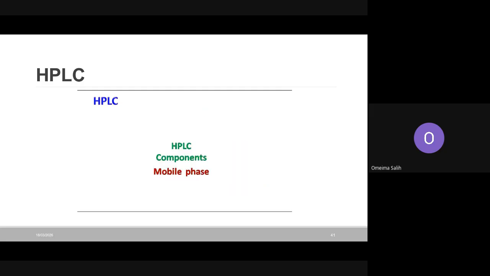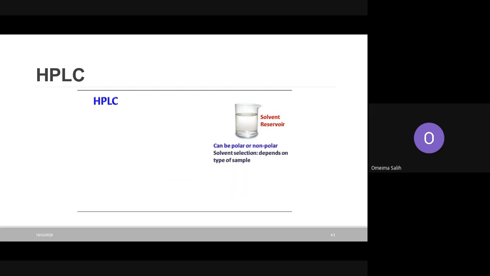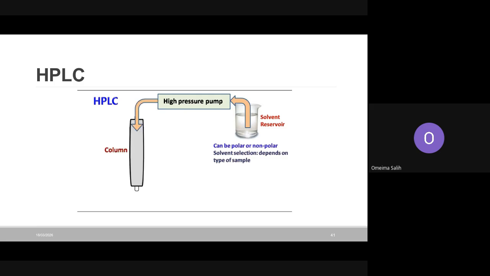The mobile phase. The mixture of different solvents can be used as a mobile phase. The solvent used depends on the type of sample molecules which are to be separated. The mobile phase solvent can be polar or nonpolar. The mobile phase is usually kept in the solvent reservoir. The solvent reservoir is attached with a pump which pumps the mobile phase in the column with a high pressure. Just before the HPLC column, there's an injector which allows introduction of the sample in the column.